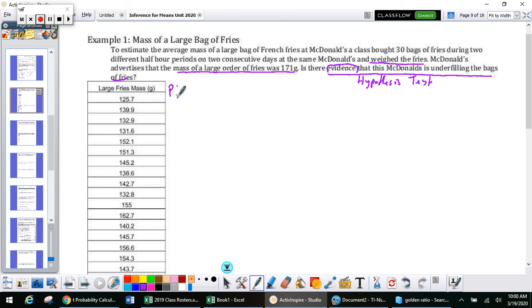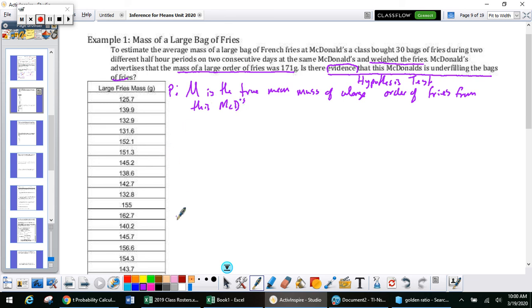So we're going to begin with defining my parameter of interest. Okay, we're interested in the mass of a large bag of fries. Now, not just of one bag, of all of the bags. So we want to figure out what is mu. So mu is the true mean, right? Weight or mass, true mean mass of a large order of fries. And now what's my sample from? It's from this McDonald's. So I can only generalize to this McDonald's. And we're just going to do Mickey D's. All right, so there we go. So there's my parameter of interest.